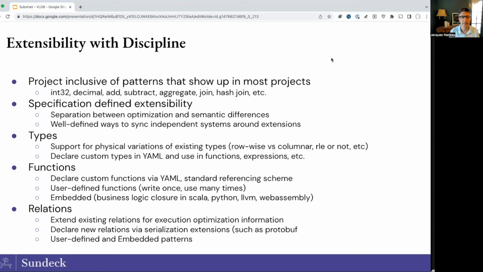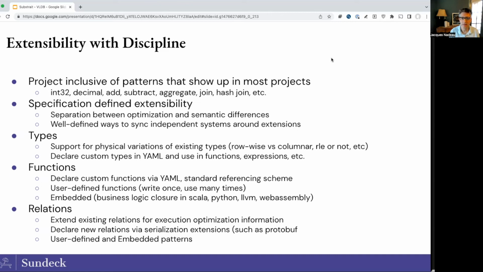And then the second thing is that when systems are communicating, when a producer is communicating to a consumer, you also want to have a clear way for them to sync the definitions around their extensions. What is it that I'm referring to when I say X? And when I say X, we now know that both of us agree what X means, right? And so the way that we've done this is that we've done it a little bit differently for different kinds of things because they have different needs.